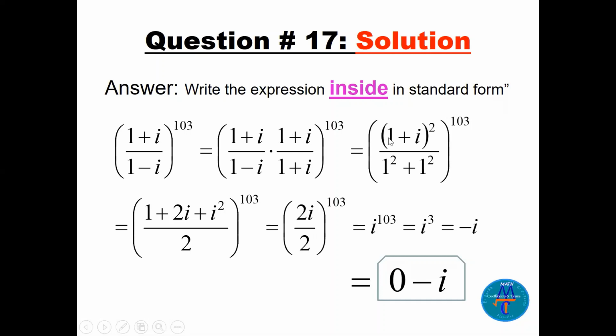This becomes squared, and this becomes 1 squared plus 1 squared, because the formula, you have to remember the formula, a minus bi times a plus bi is a squared plus b squared. So this is 2. And this one is a perfect square, 1 plus 2i plus I squared. I squared is minus 1. This will cancel. So only we have I to the power 103. Then divide by 4, as usual. Take any power on the I. Divide by 4, take the remainder 3. I cubed, we know is minus I. So it's 0 minus I.